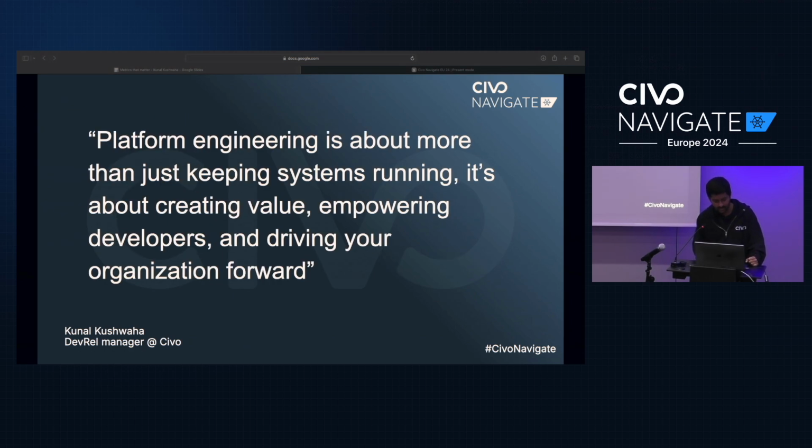So lastly, it's more than just keeping the systems running. It's about creating value, empowering developers, and driving the organization forward. So what did we learn? It's not just about infrastructure, not just about tools, it's a whole mindset. By focusing on the right metrics, we can better understand our impact and continuously improve.